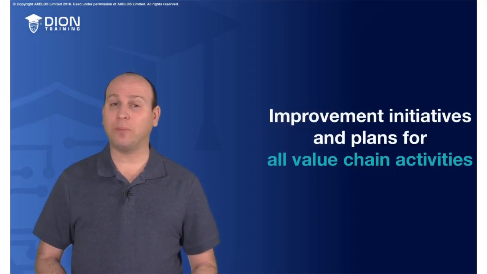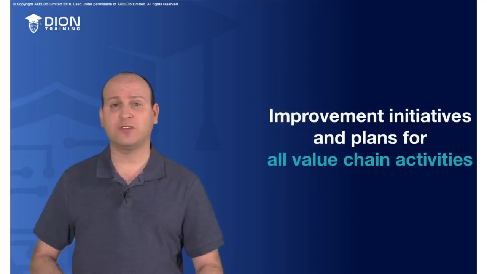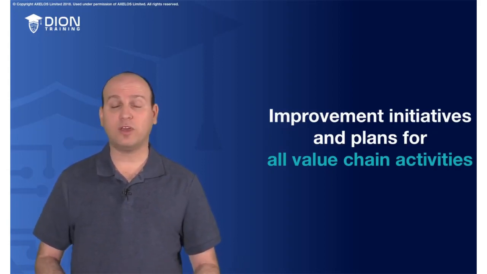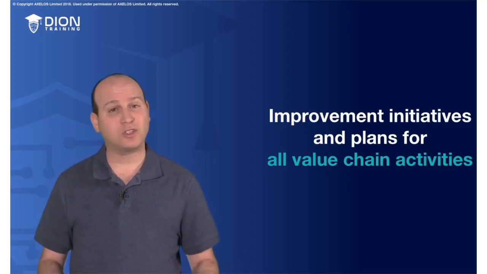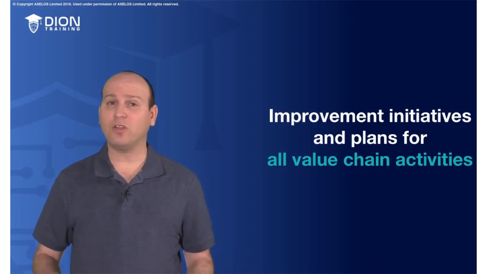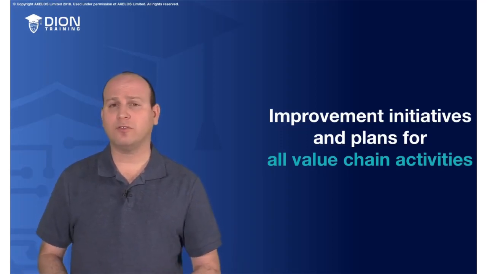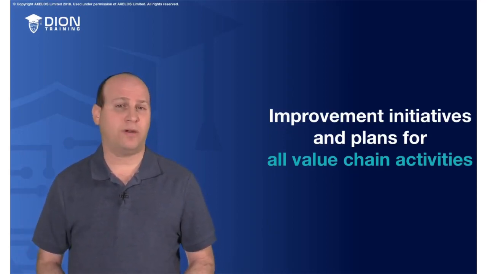When we start talking about outputs from the improve process, this is going to be things like improvement initiatives and plans for all of the other value chain activities. The improve is looking across the entire service value chain and service value system. And as they look at that, they're going to figure out, hey, build and obtain, you guys could have done this for half the price if you had done thing X. And they'll make that recommendation or that plan of how to do it better next time.